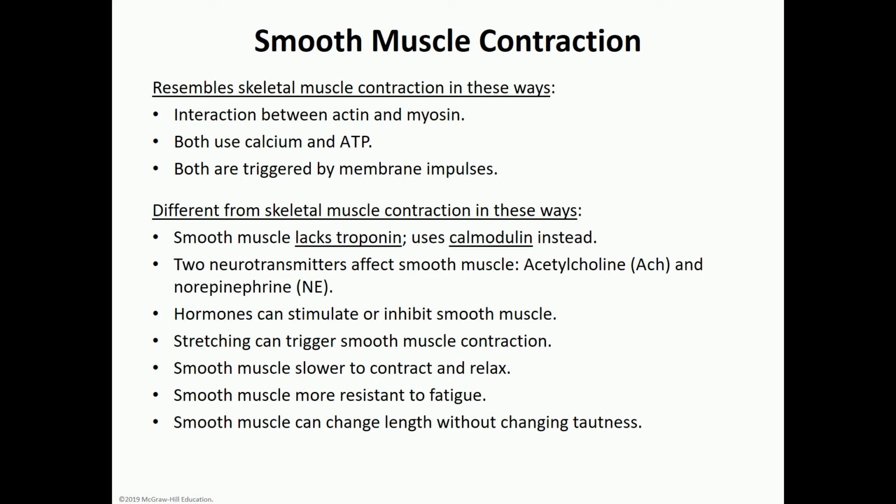Smooth muscles can change length without changing tautness. And that means that you could stretch a smooth muscle, but you want to kind of think of it as a balloon. You could stretch it without leading to a contraction. So our bladders, for example, can stretch and fill up with urine, and you might feel that urge to go to the bathroom, but if you wait for a couple of minutes, that urge disappears.